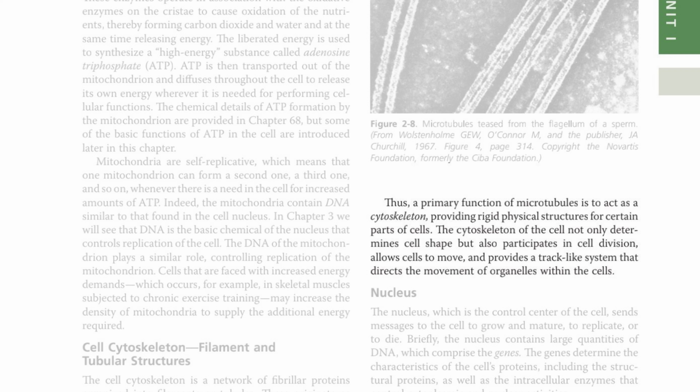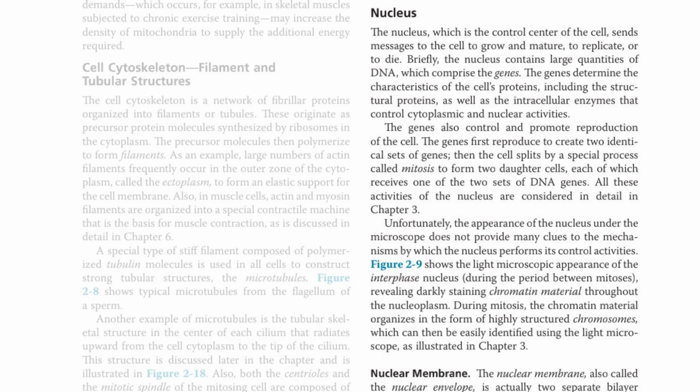Thus, a primary function of microtubules is to act as a cytoskeleton, providing rigid physical structures for certain parts of cells. The cytoskeleton of the cell not only determines cell shape but also participates in cell division, allows cells to move, and provides a track-like system that directs the movement of organelles within the cell.